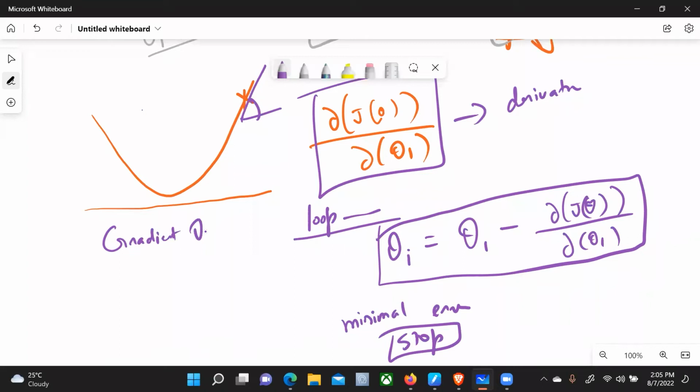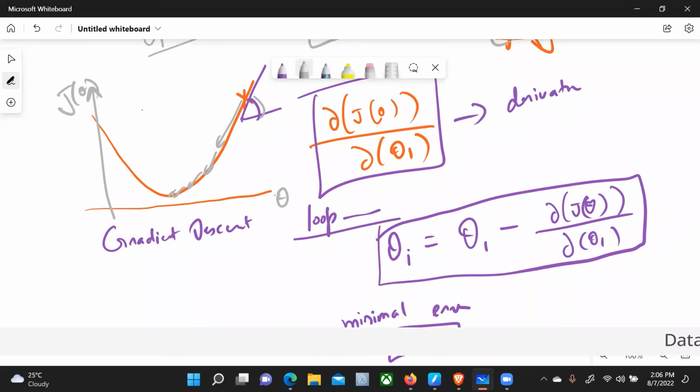So this technique is called gradient descent. Why? Because we are using a gradient. Derivatives are also called gradients, okay? And using them, we are doing descent. Descent means going downwards. Now, why do we want to go downwards? Because we want to reduce the loss function, or loss value. This is J theta, right? And this is the theta value.